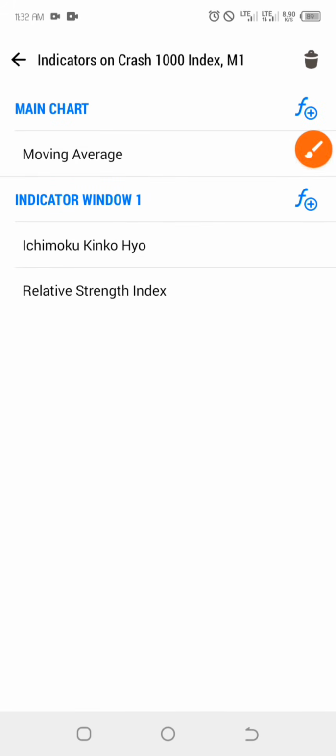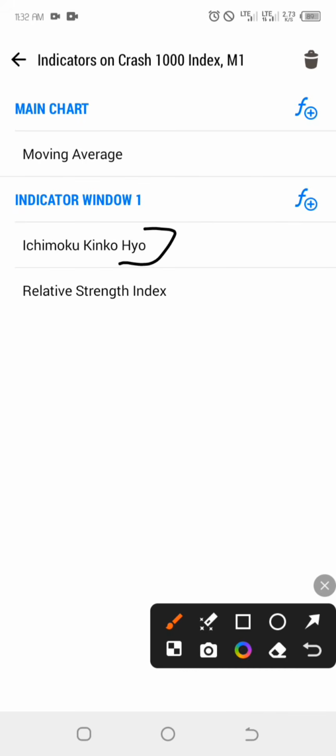Now to the next indicator, which is the Ichimoku. Before we add the Ichimoku, we need to add our RSI. You can set your RSI to be at the top of the Ichimoku, or you can set it below your Ichimoku. Either way, it's going to work as well.